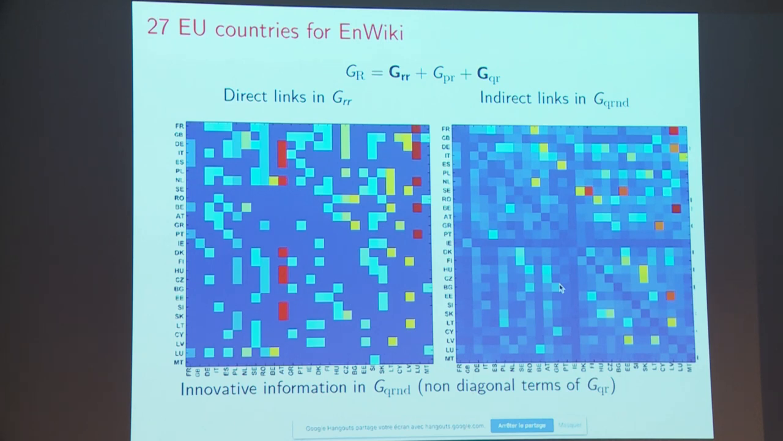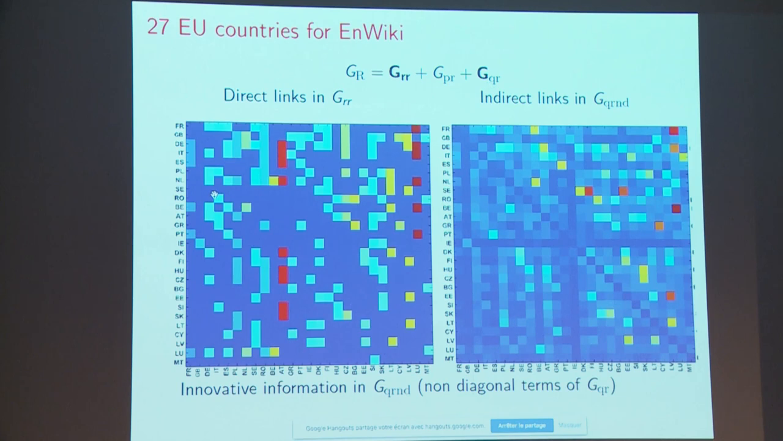GQR represents, I want to say again, the scattering. It represents all the paths, in the Markov chain, the contribution of the random walks that go through the scattering matrix. So it represents not the direct interactions between the nodes of our network, but the indirect interactions, where all the possible travels go through the scattering matrix and go back to the node of interest.